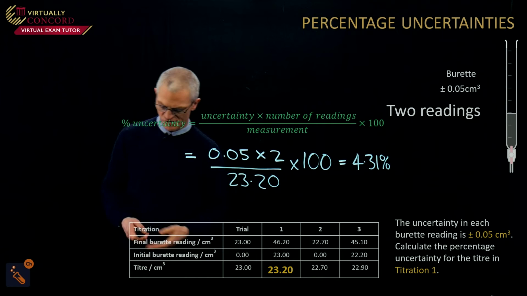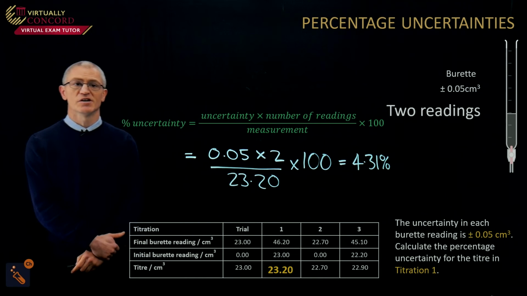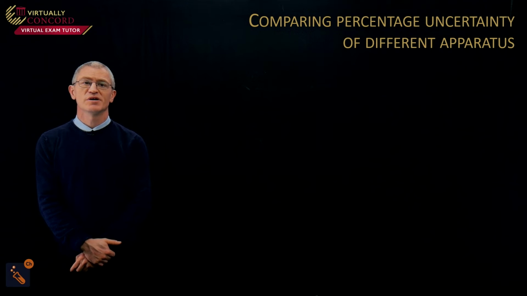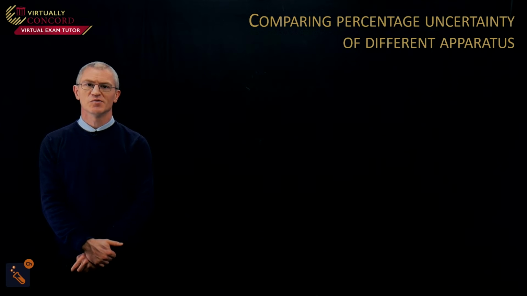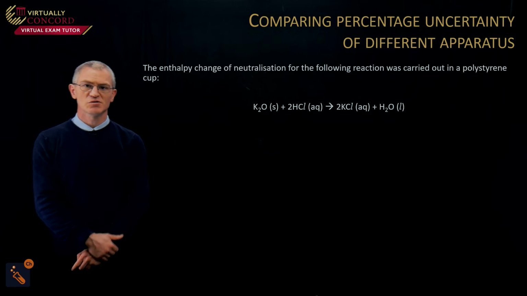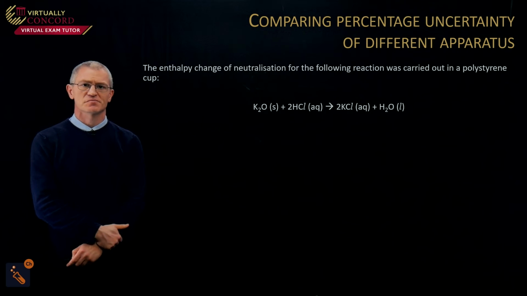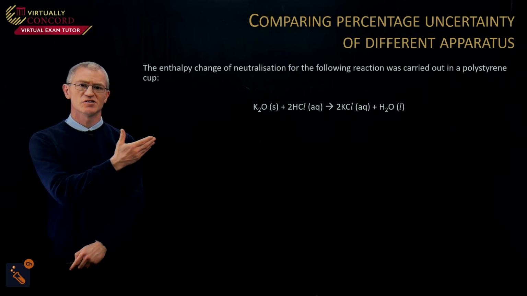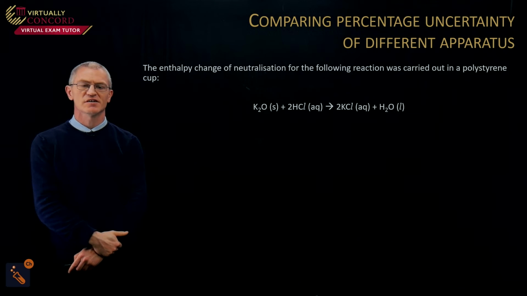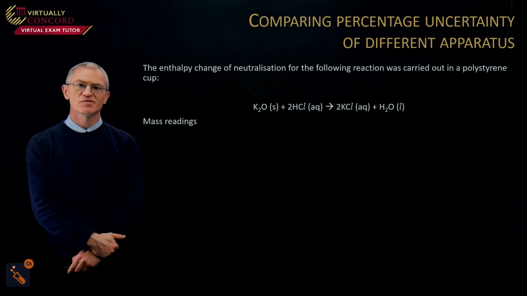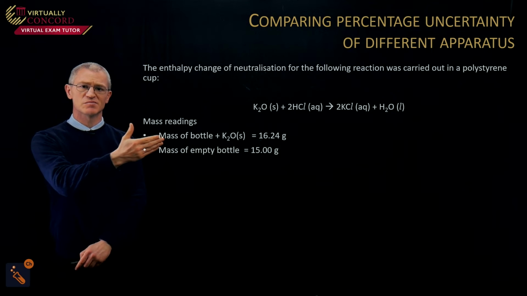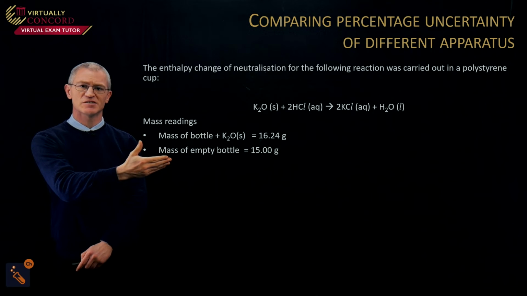So that is an example of how to use a piece of apparatus with 2 readings to calculate your percentage uncertainty. The next stage is to compare percentage uncertainty of different apparatus. So if we show you a full exam question here, which is the enthalpy change of neutralization for this reaction, which is potassium oxide plus hydrochloric acid. We've got some mass readings that are given to us. We can see the mass of the bottle plus potassium oxide and the mass of the empty bottle.